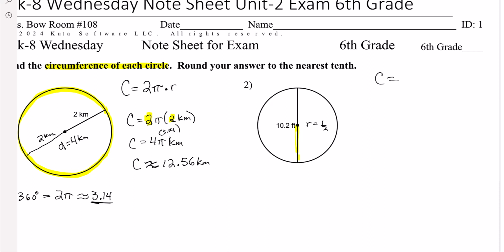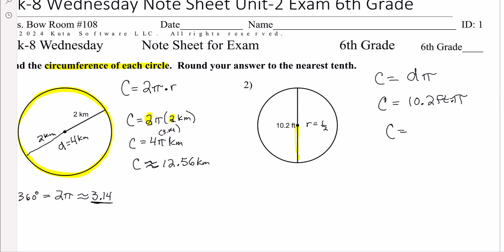We could just say let's use the diameter. In that case, the formula is diameter times pi. So for this one, we'd say it's 10.2 feet. That's how they're remembering it. So 2 sides are the same. You'd call that isosceles.